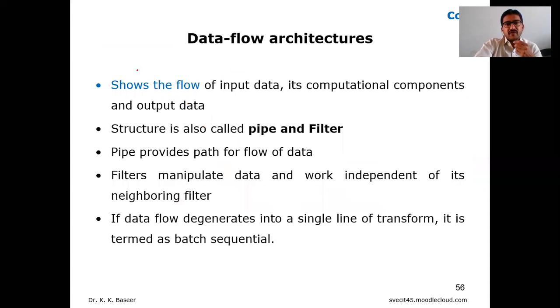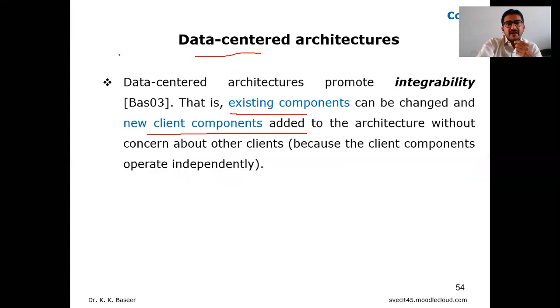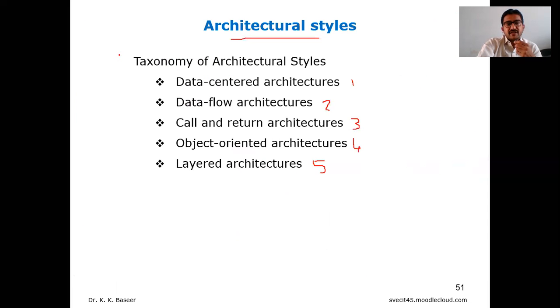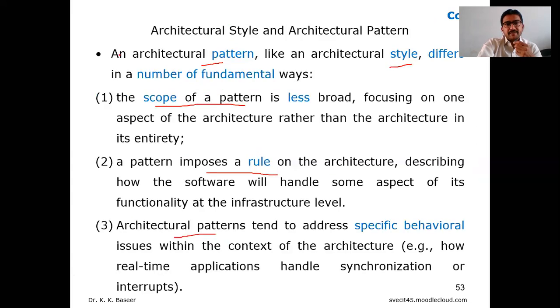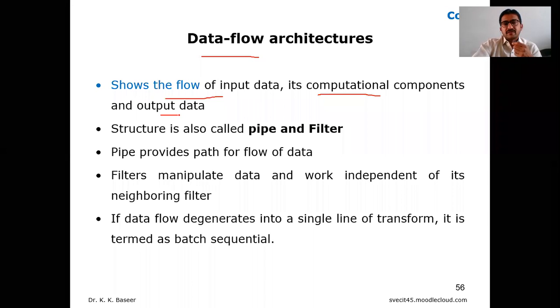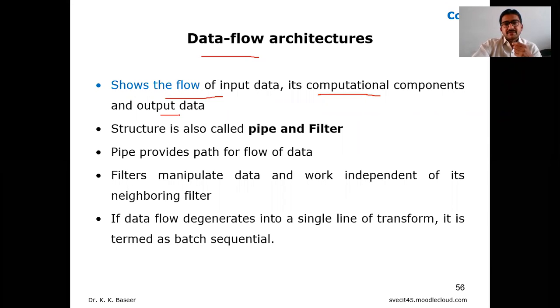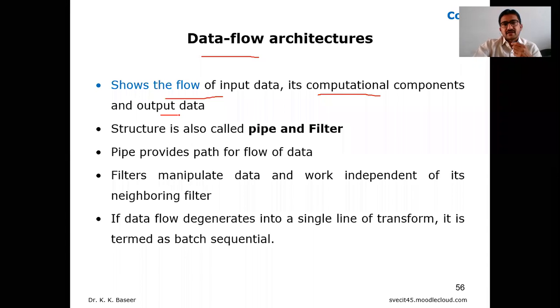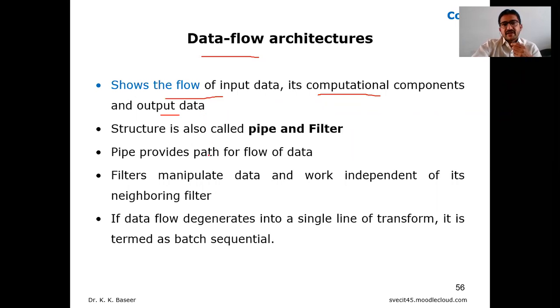And coming to the second one, data flow architecture. The name itself says it shows the flow of the input data and how your components computationally process it and generate the output. In a simpler manner: input, process, output. Input is the input data, process means computation by the components, and output means presenting the result.